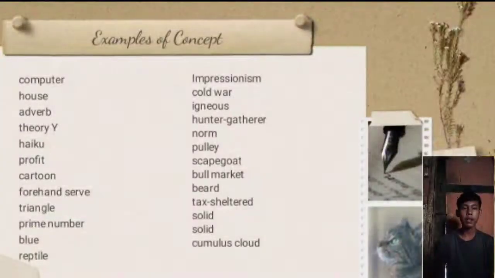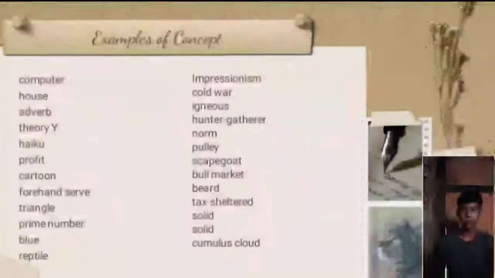On this slide, you can see examples of concepts include the following: computer, house, adverb, theory, IQ, profit, cartoon, forehand serve, triangles, prime number, blue, reptile. These are the examples on the left side, and on the right side there are impressionism, Cold War, igneous, hunter-gatherer, norm, pulley, scapegoat, bull market, bird, tax sheltered annuity, solid, cumulus cloud. Okay, and the next slide.